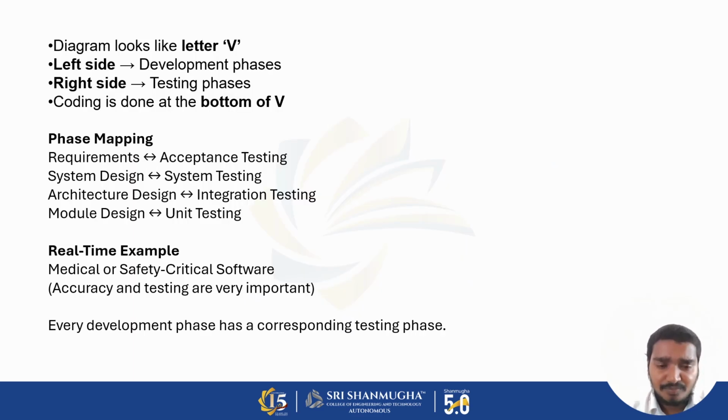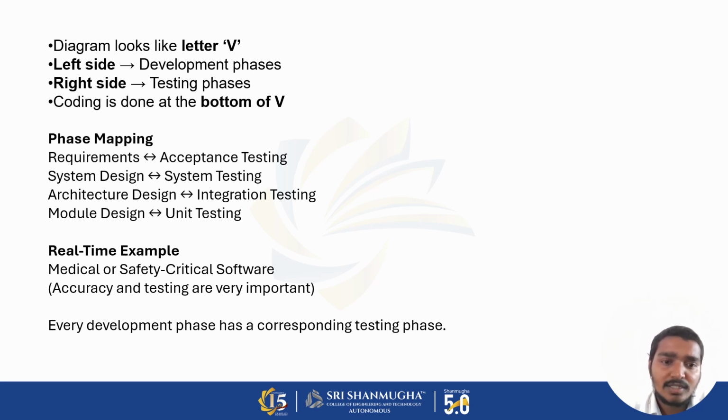The diagram looks like a letter V. The left side contains development phases, the right side contains testing phases. Coding is done at the bottom of the V. Phase mapping: requirements map to acceptance test, system design to system testing, architecture design to integration testing, and module design to unit testing.